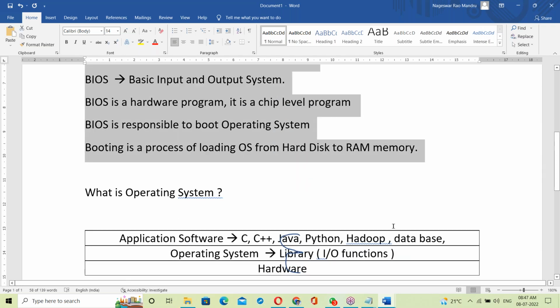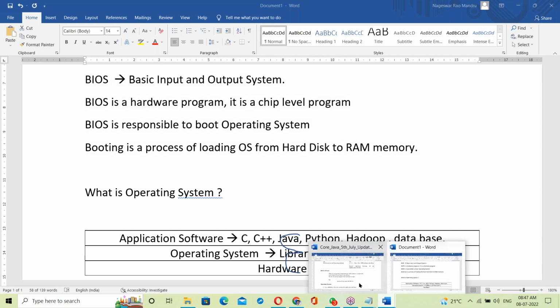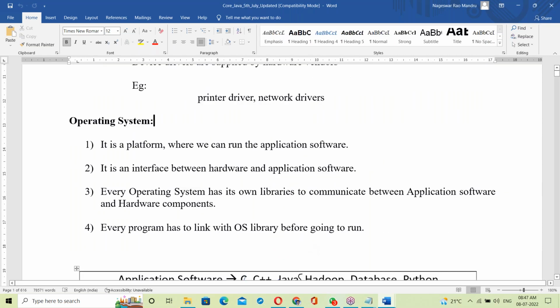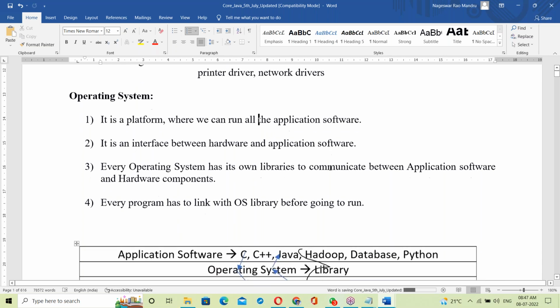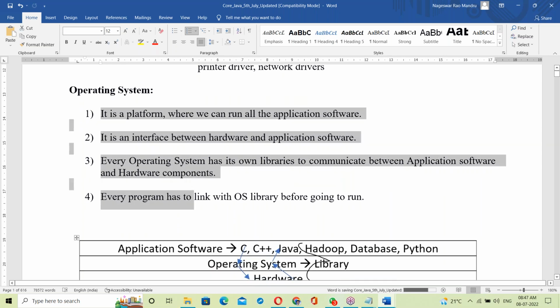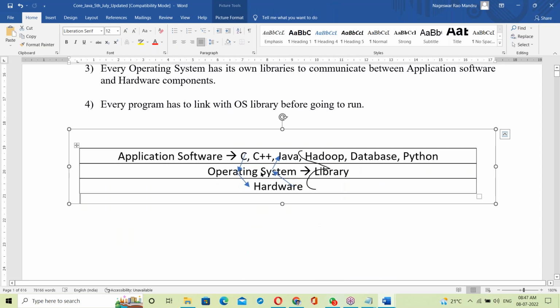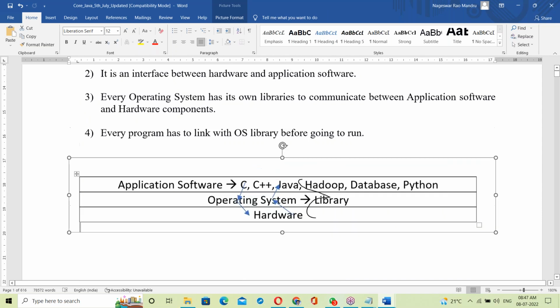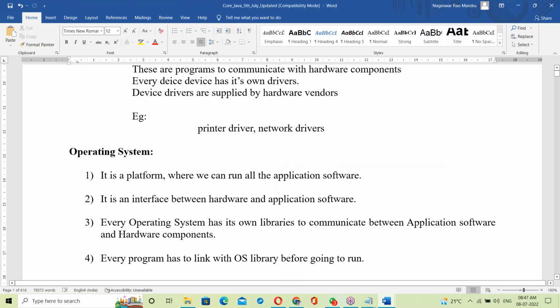The same points are explained in the document. The OS is a platform where we can run all the application software. It's an interface between hardware and application software. Hardware, then the OS on top of it, then application software on top: these three layers.